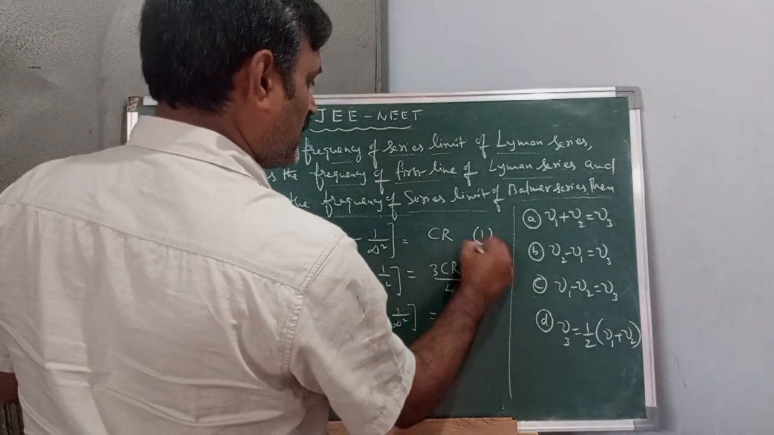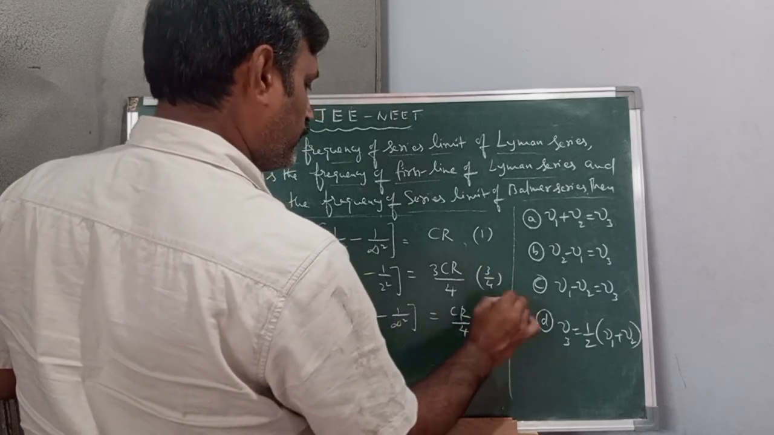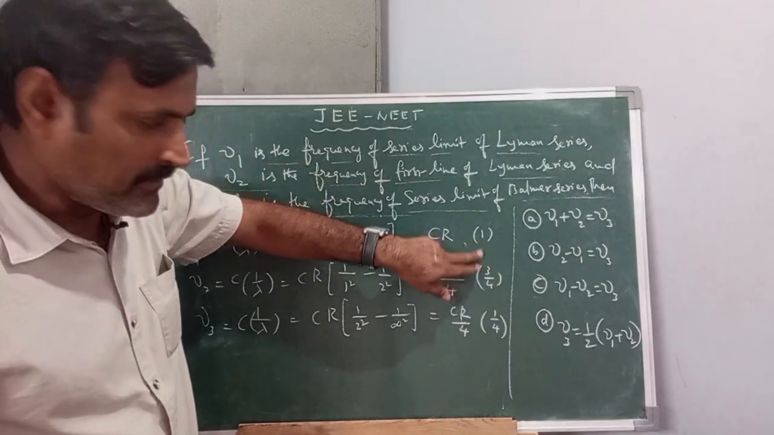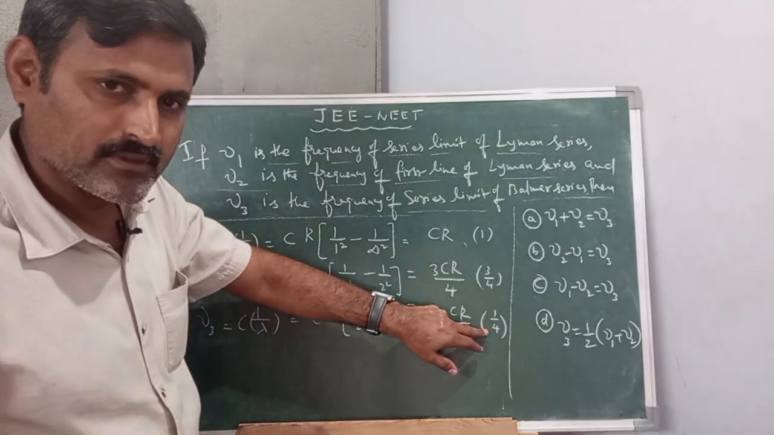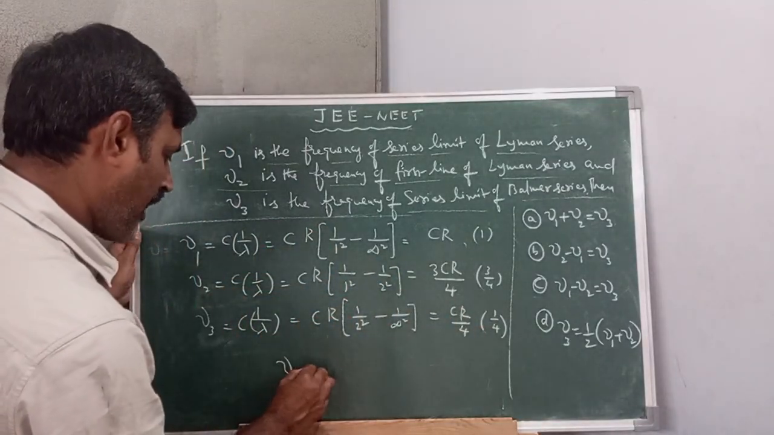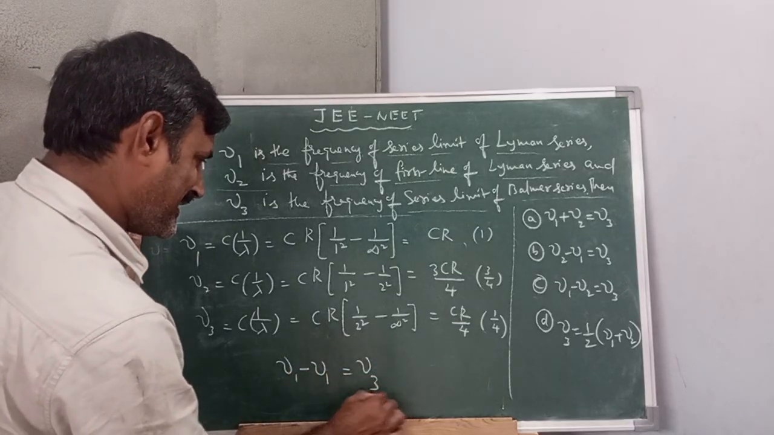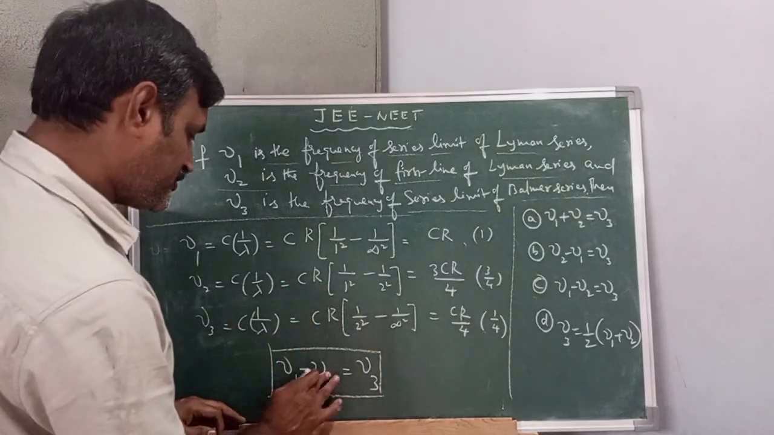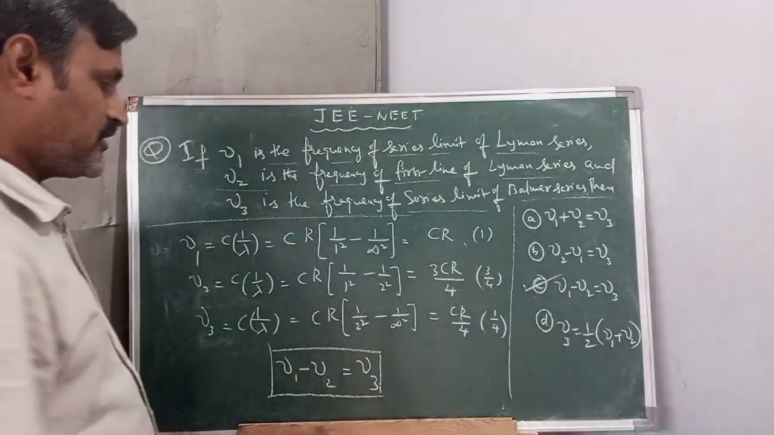So this is 1, this is 3 by 4, this is 1 by 4. You observe this: 1 minus 3 by 4 is 1 by 4. It means if you subtract nu2 from nu1, you will get nu3. That's all. So nu1 minus nu2 equals nu3. This is the right answer for this question.